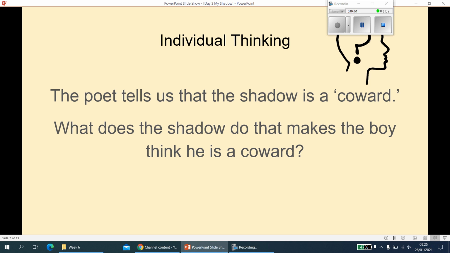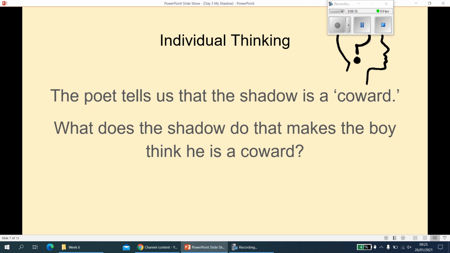Find coward. So hopefully you found it was in that third verse, the one that starts with, he hasn't got a notion of how children ought to play. Can you read through that verse and work out why or what the shadow does that makes him a coward? Pause me whilst you find this and press play when you're ready to move on.